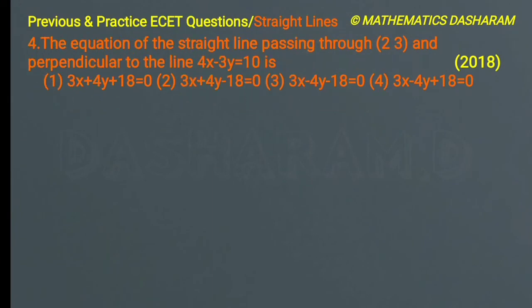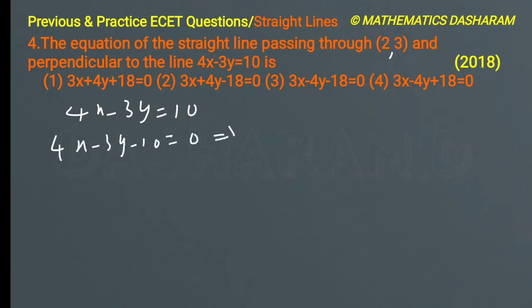Next, the fourth question: the equation of a straight line passing through 2 comma 3 and perpendicular to the line 4x minus 3y equals 10 is. So first of all, let's write the given equation in the standard form. 4x minus 3y equals 10, so 4x minus 3y minus 10 equals 0. Let's compare with the standard form ax plus by plus c equals 0. So now what is the required equation?